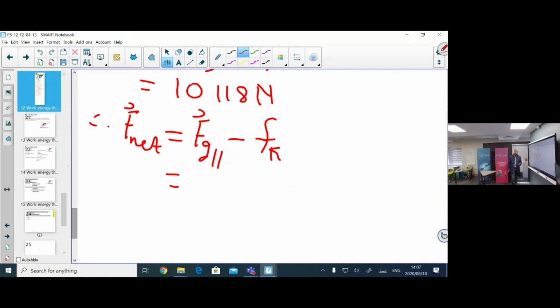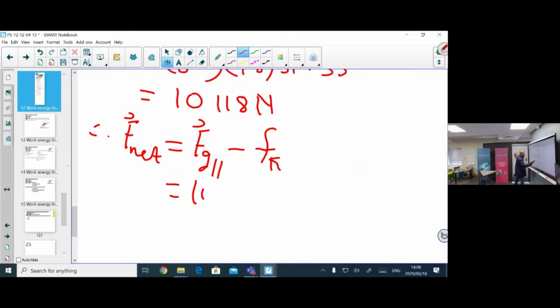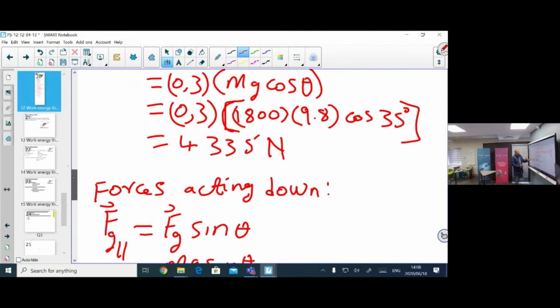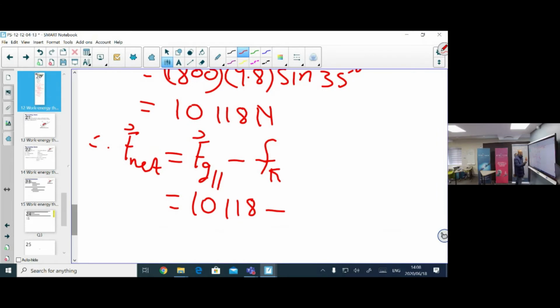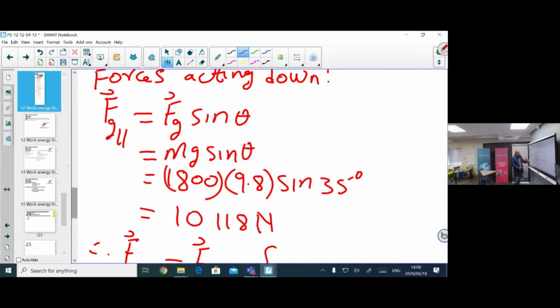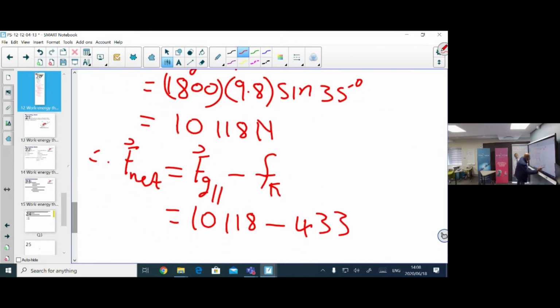We have f net, which is equal to f g parallel minus f of k. What we are going to do is substitute the values that we have calculated earlier. F of g parallel was 10118, minus f of k. F of k we have calculated, we got 4335 Newton. Let me verify that before we carry on. That is 4335. All of them are in Newton. Don't forget that.